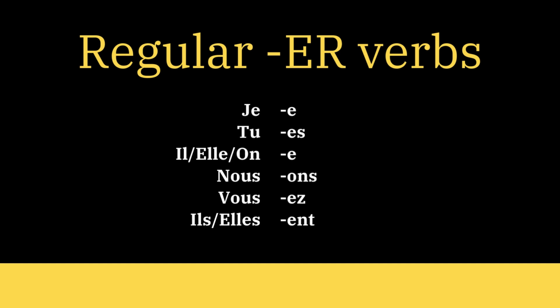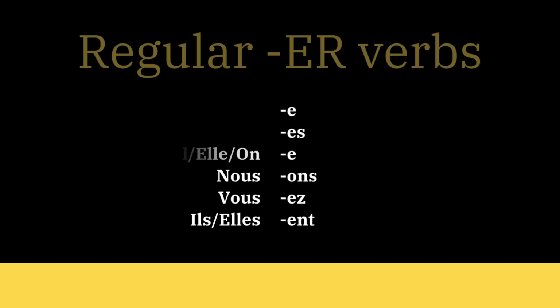Je, or I, has an E at the end. Tu, or you, has ES. Il, elle, or on, he, she, or we, have an E at the end. Nous, we, ends with ONS. Vous, which is the way to say you in plural, ends with an EZ, and ils or elles, meaning they, ends with ENT. The ENT ending is almost always silent.